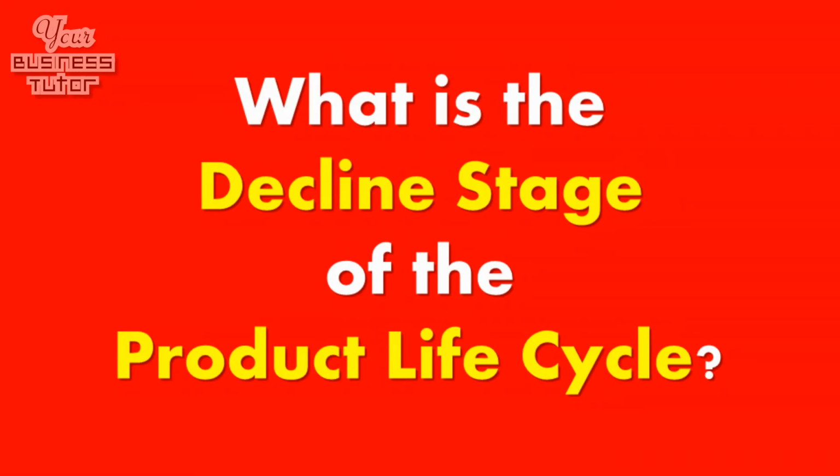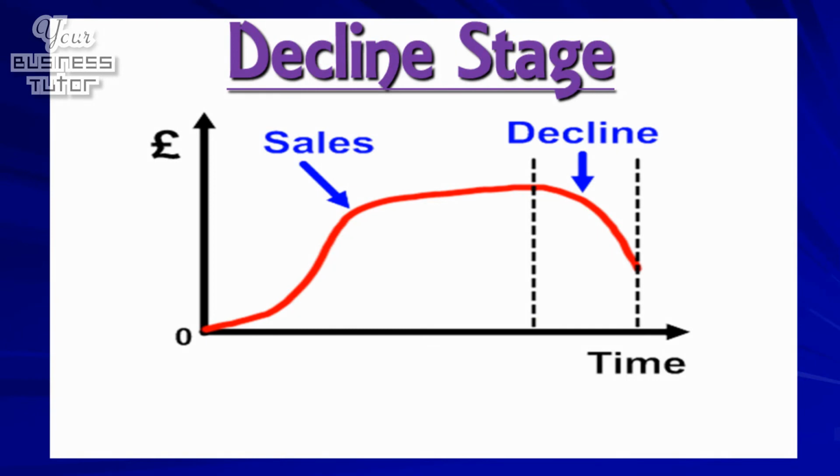Okay, so that leaves us with the final part of the product life cycle. So let's look at that now by asking, what is the decline stage? During this stage, the product becomes unpopular because it either goes out of fashion or better, more superior products replace it. As a consequence, and as the diagram shows, sales fall rapidly during this stage until the point is reached where the business decides to stop selling it.